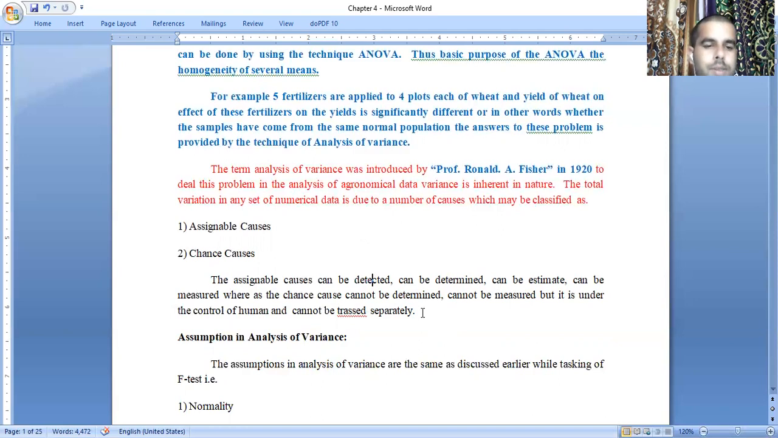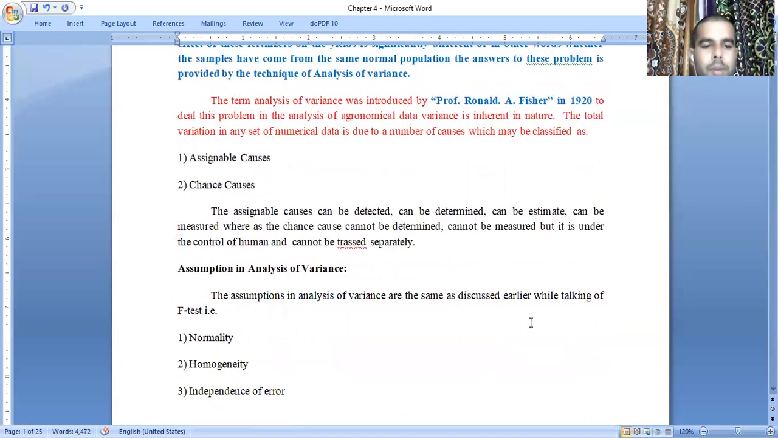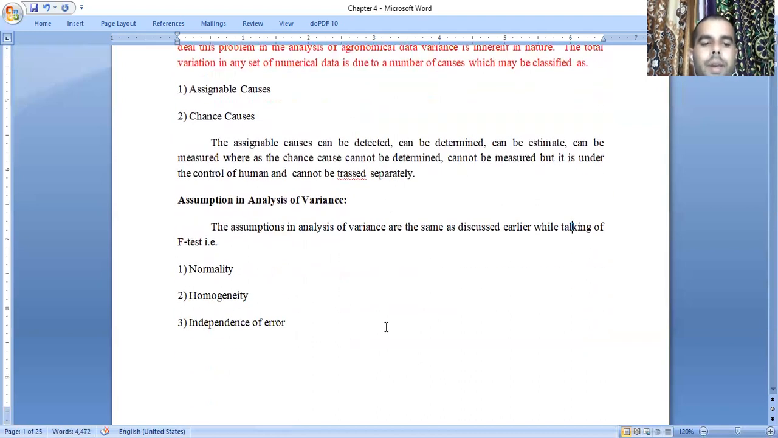Here a few assumptions are there in analysis of variance. The assumptions in analysis of variance are the same as discussed earlier while talking about the F test. Normality: the data should be normal. Homogeneity: they should belong to only one group, only one family. Then independence of error. Independence of error means all the variables are not depending on each other; they are independent.